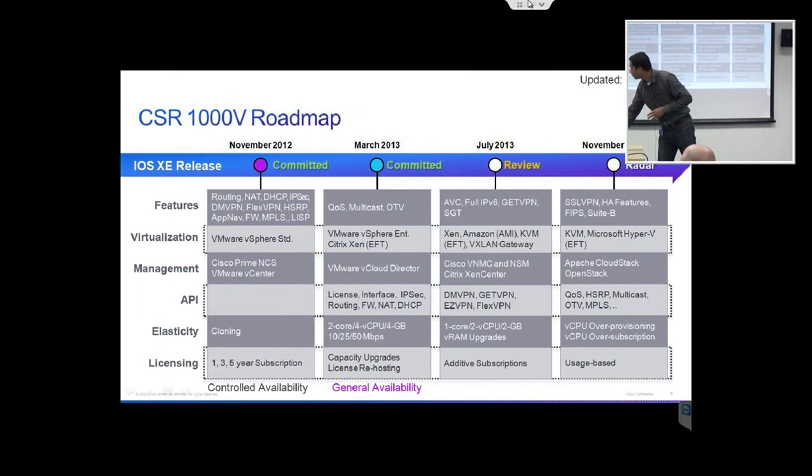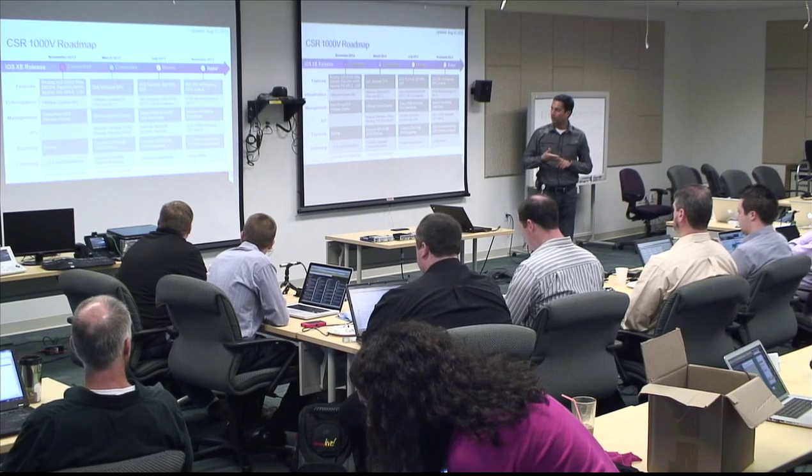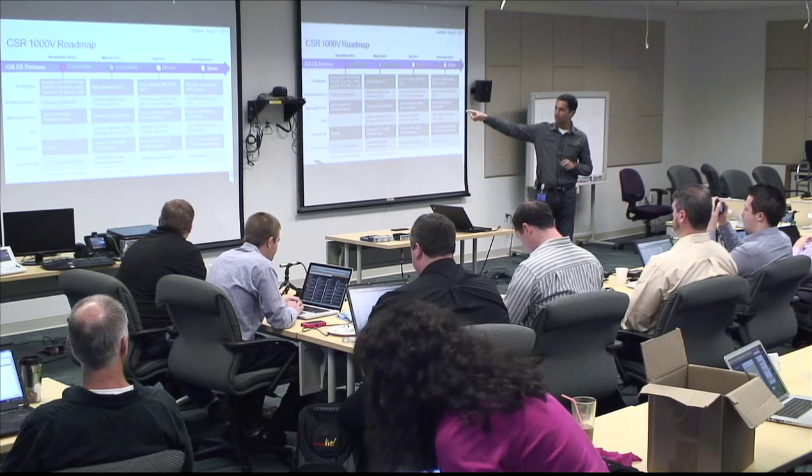And finally, because I know you guys are going to be interested in this, I just want to show you the roadmap, right? So like I said, today in the 3.8 and 3.9 releases, we only support ESXi as the hypervisor. And in later releases, we are going to be supporting Xen, right? So that's July 2013, the 3.10.